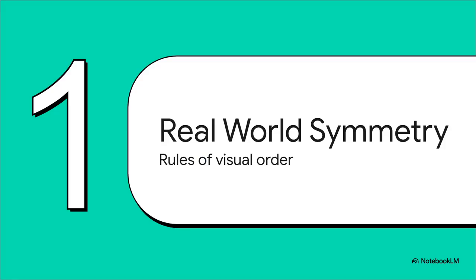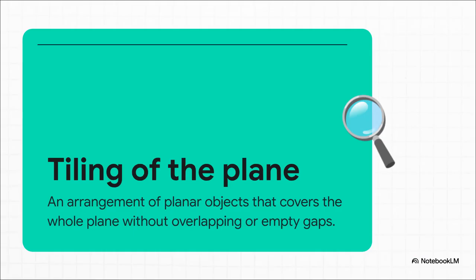All right, part 1, symmetry in the real world, or the basic rules of visual order. Before we start categorizing all these rules, we kind of need a shared foundation. Like, mathematically speaking, what actually is a tiling? Basically, a tiling of the plane is just an arrangement of planar objects, we call them tiles, that covers an entire flat surface without any overlapping.